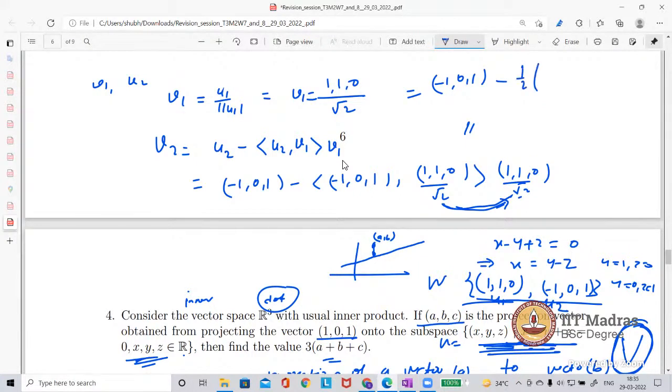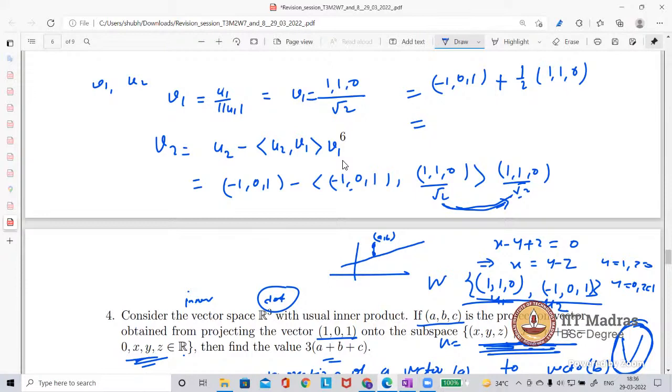Let me solve this. This will be 1 by 2, and this will be minus 0, 0. Oh, so that's why you are saying to be plus here. And this will become 1. So the final thing will be 1, 1, 0, I think, this one.